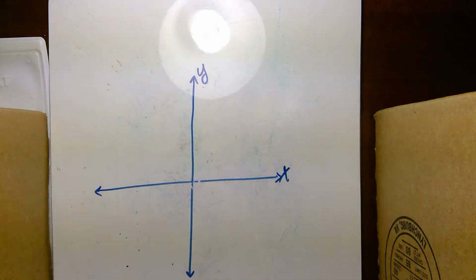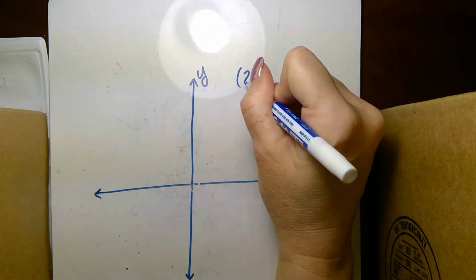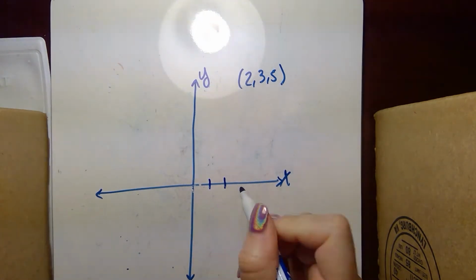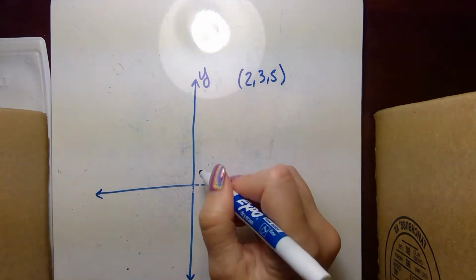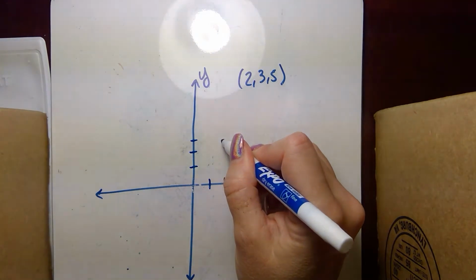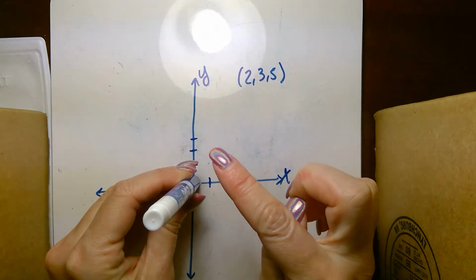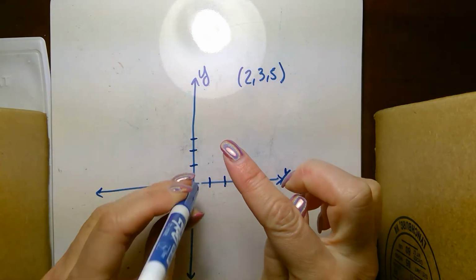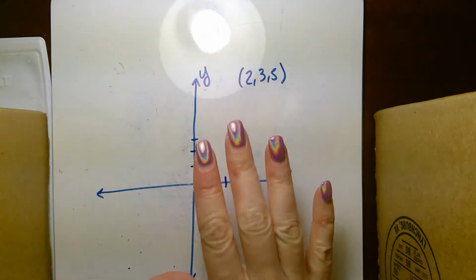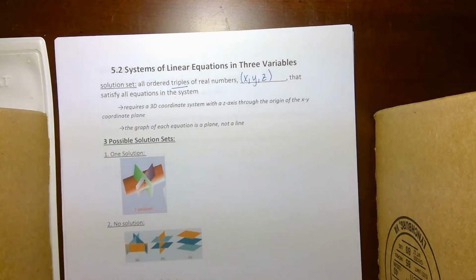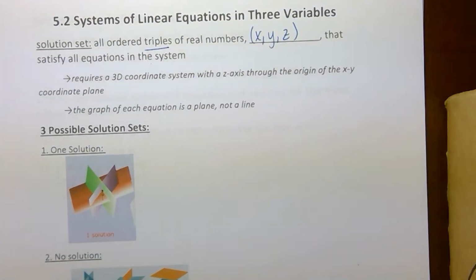So if I wanted, for example, to locate the ordered triple 2, 3, 5, I would move to a positive 2 on the x-axis. I would move to a positive 3 on the y-axis, but then I would have to move to 5 on the z-axis. So I'm out here in 3-dimensional space, not on a 2-dimensional flat surface. Okay, now again, I'm not going to ask you to graph in 3-dimensional space. I'm just trying to let you get a picture in your head of what we're dealing with. That being said, I've provided you some pictures.